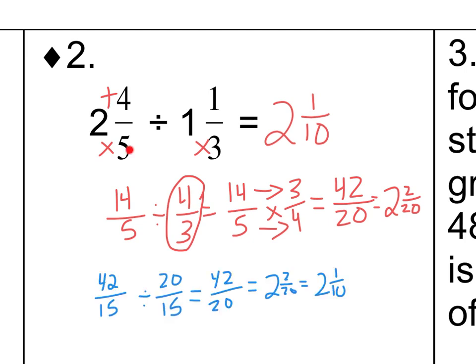For those who wanted to prove it with like denominator division, this is 2 and 4 fifths in 15ths, and this is 1 and 1/3 in 15ths. So you divide 42 by 20, and you end up in the same place with the same result.